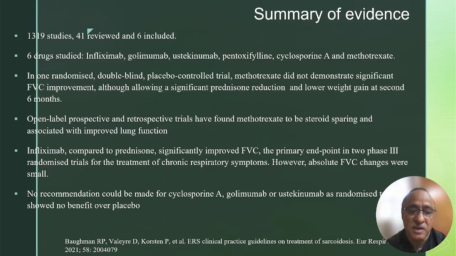Infliximab, which is an anti-TNF antibody, compared to placebo, significantly improved FVC, which was the primary endpoint in 2 phase 3 randomized trials for treatment of chronic respiratory symptoms. However, there were not appreciable changes in other outcomes. No recommendation was made by the ERS for cyclosporin A or newer monoclonal antibodies, as randomized trials did not show any benefit over placebo.